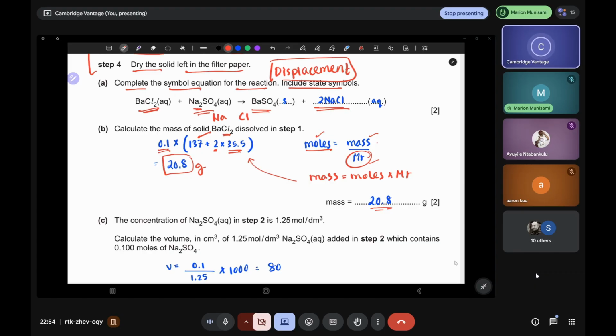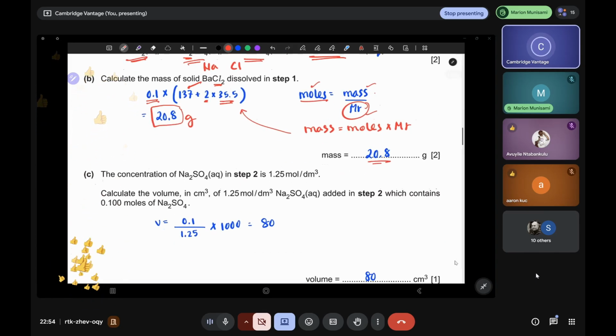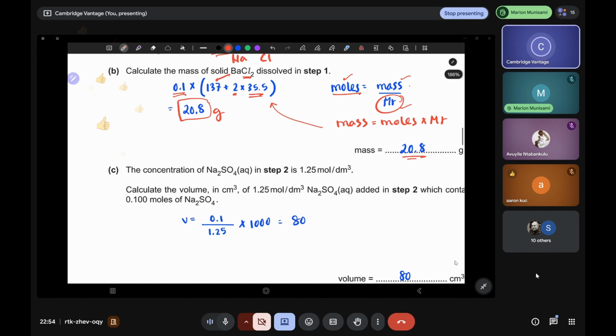Is that clear, students? Thumbs up if you understood. And if you want to take notes, do take notes. I would appreciate if you take notes. Alright, thank you very much. Let's move on to question C.